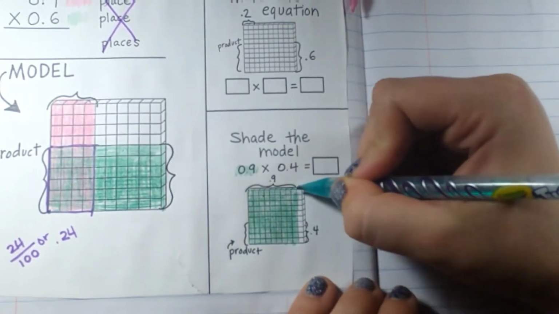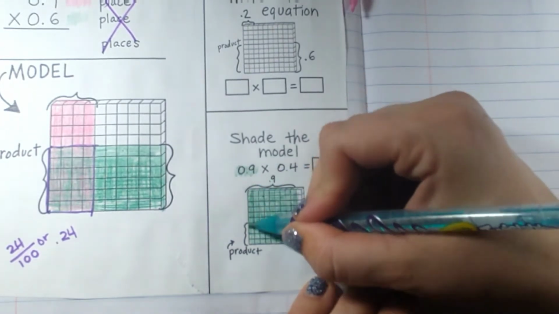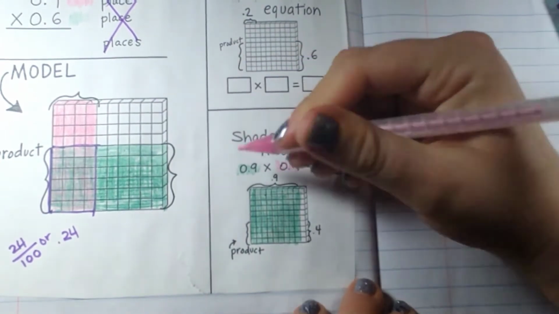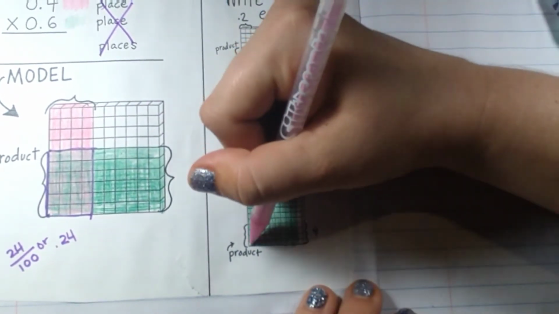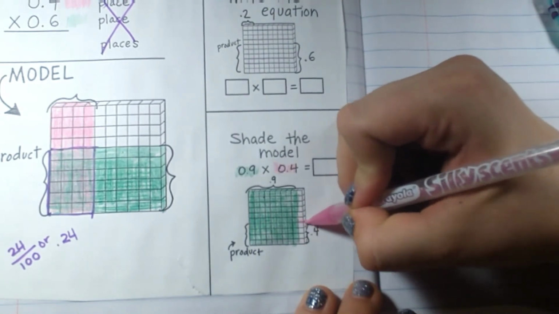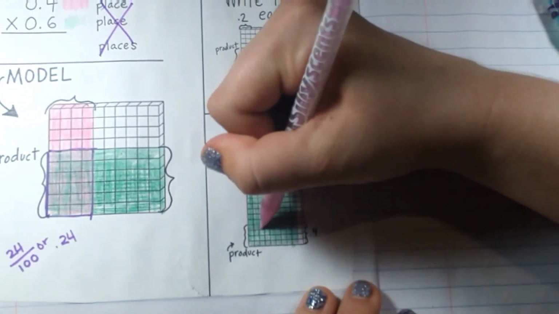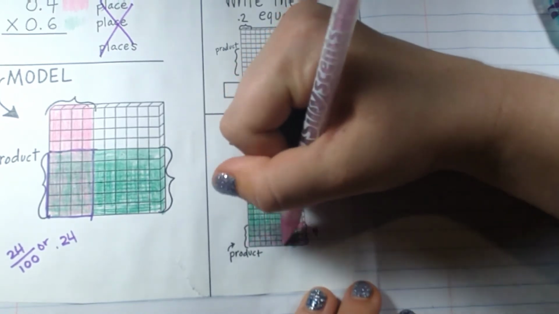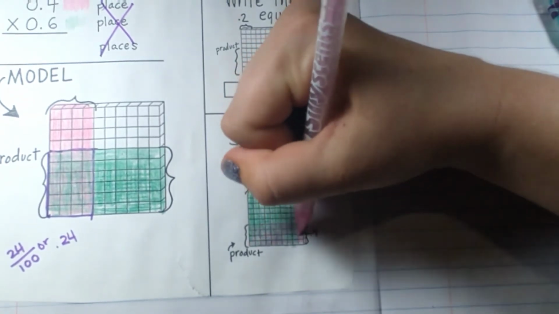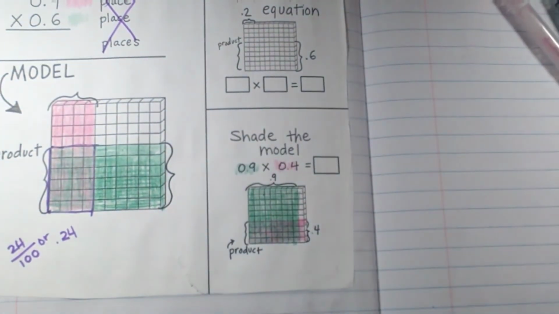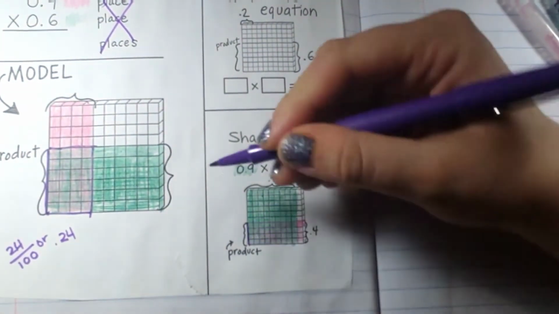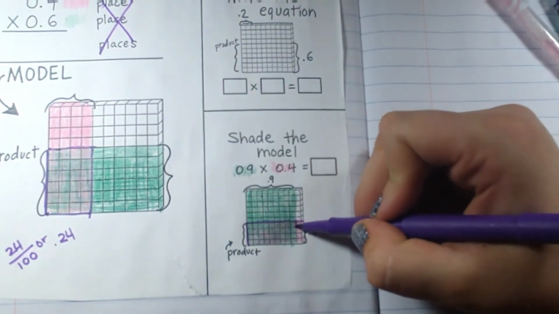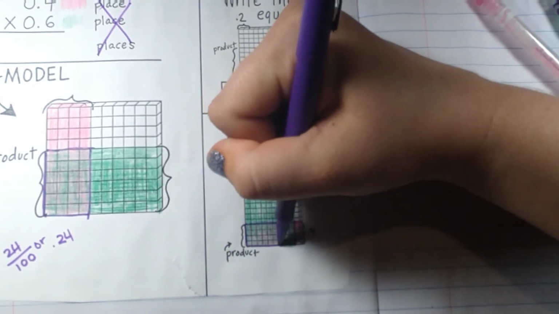Okay, so that's 9/10. Okay. And then my 4/10 will be here. I'm going to go 4 from the bottom. 1, 2, 3, 4. And then where they overlap, I'm going to put a box around, and that's my answer. Not there. Here. I went a little bit too far.